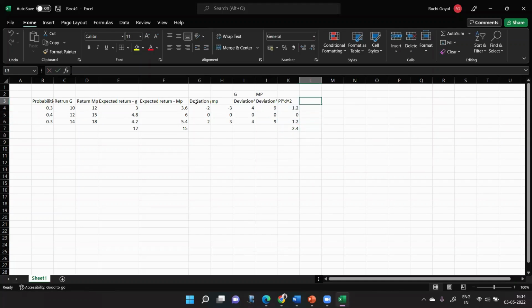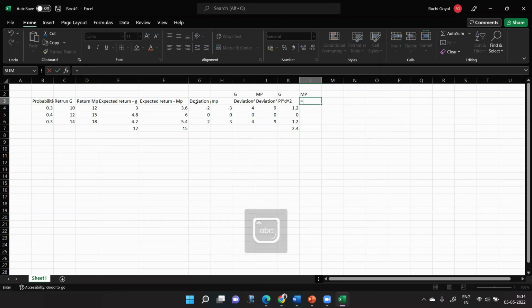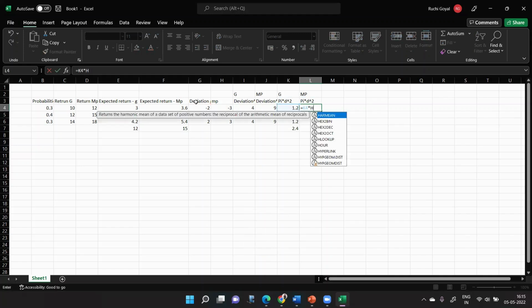See, you can miss out a few steps if you don't want to do this very step by step. This is to just make things simpler so that you don't forget anything. Now the market portfolio, okay, this is the deviation of the market portfolio into 2.